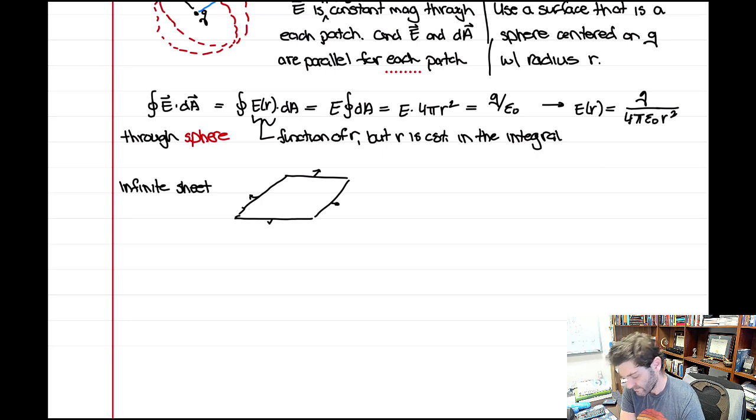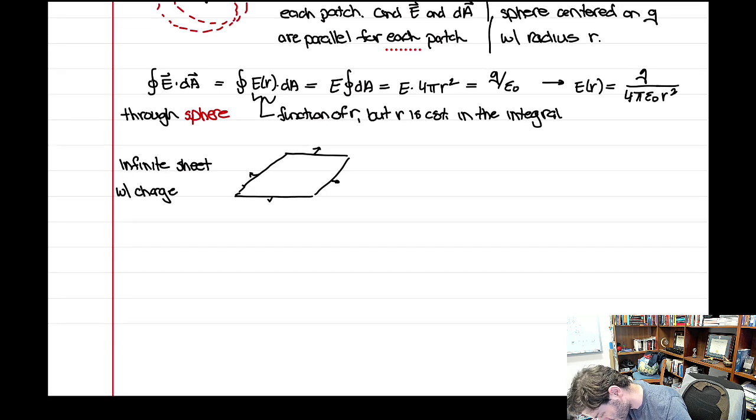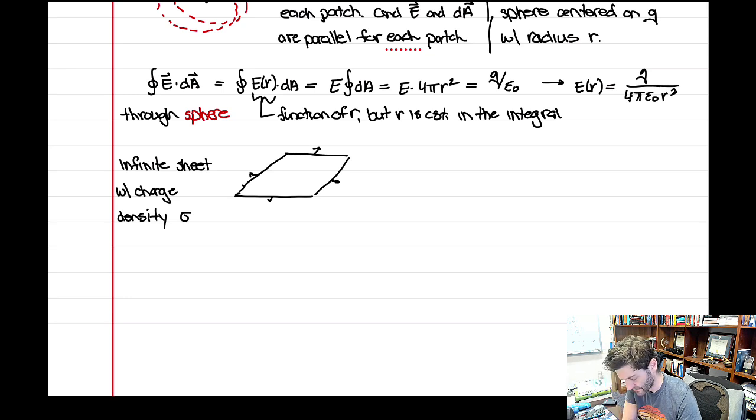So the infinite sheet, and the only thing I think I need to say to specify the problem is that it has a charge density, lowercase sigma. Which again, remember lowercase sigma, I'll say sigma naught to specify it as a constant.